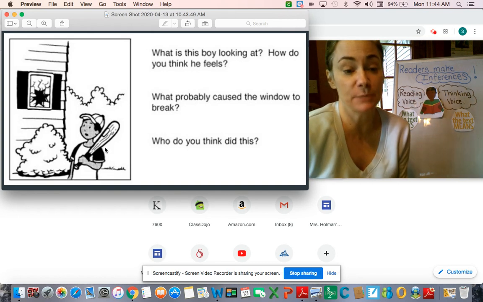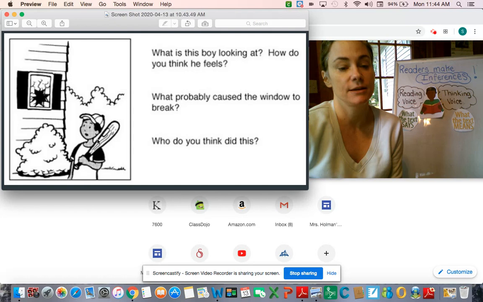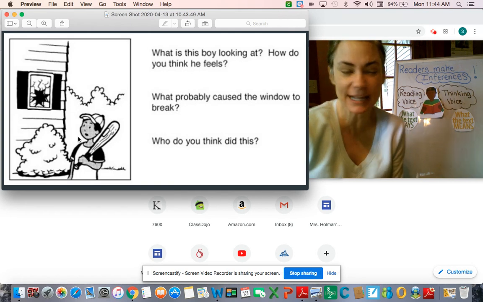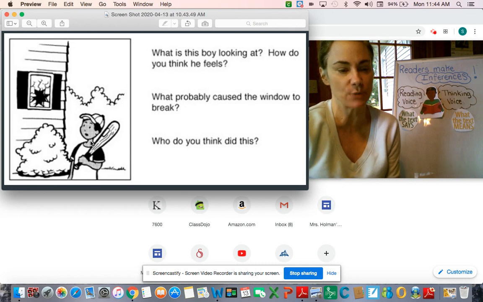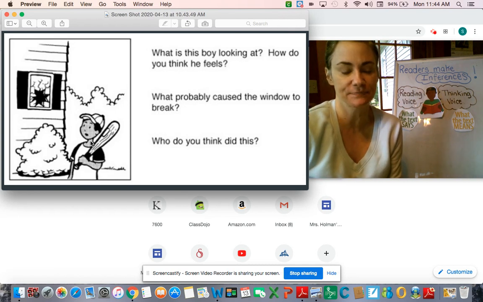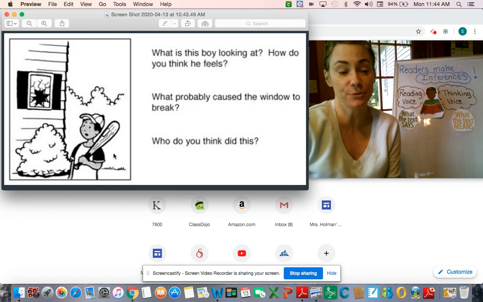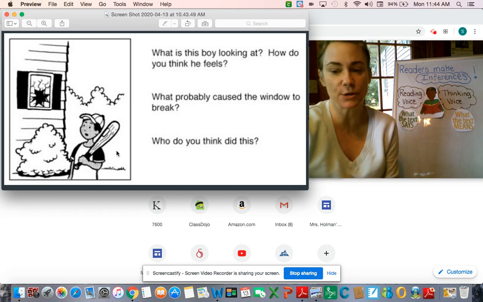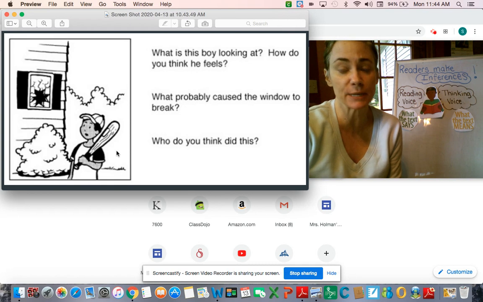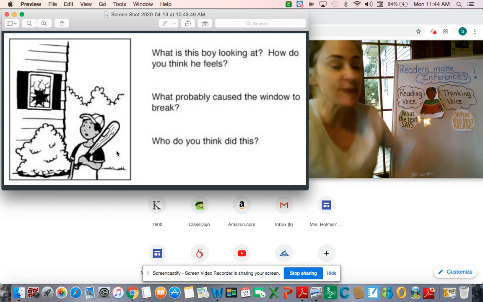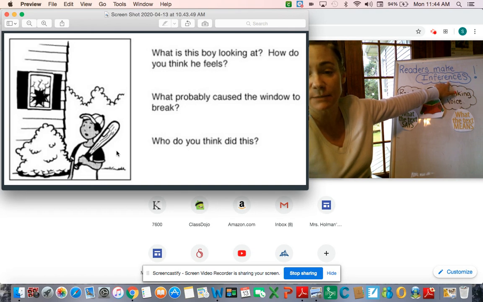I think you're probably right. I think that boy used the bat to hit a ball, and it accidentally went through the window. And I think it was an accident because he looked so surprised at what happened. And so who do you think did this to the window? Yes, all the clues are pointing to that boy maybe hitting that ball through the window. So see how we used our thinking voice mostly? We looked at the picture, we looked at the clues, and that's about making an inference about what's happening.